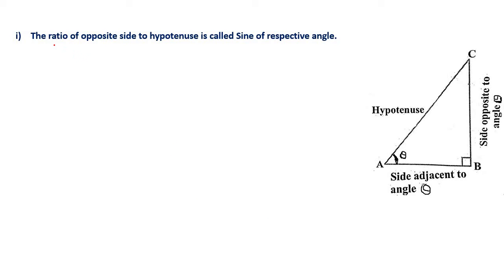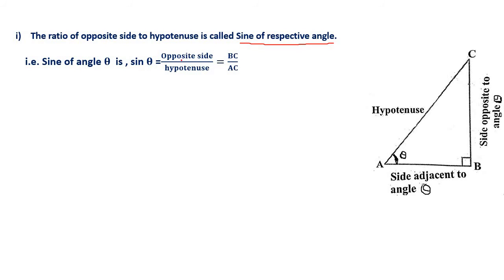Next, the ratio of the opposite side to the hypotenuse is called the sine of the respective angle. So sine theta is equal to the opposite side divided by the hypotenuse. If you take these 2 sides as a ratio, then you will get sine theta.